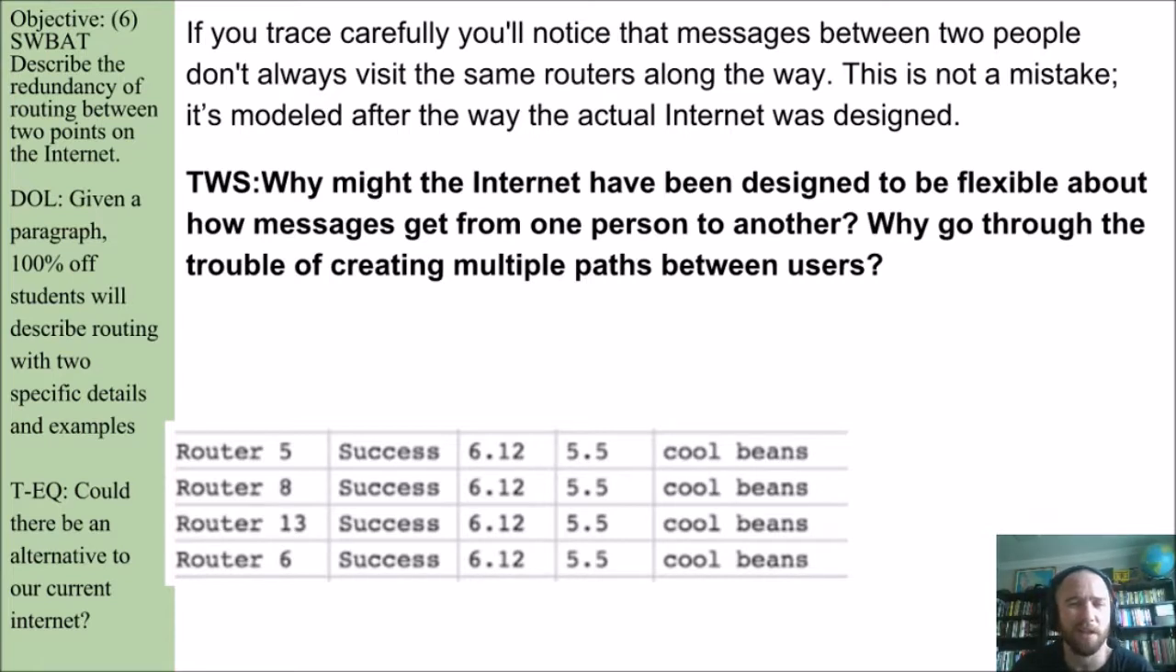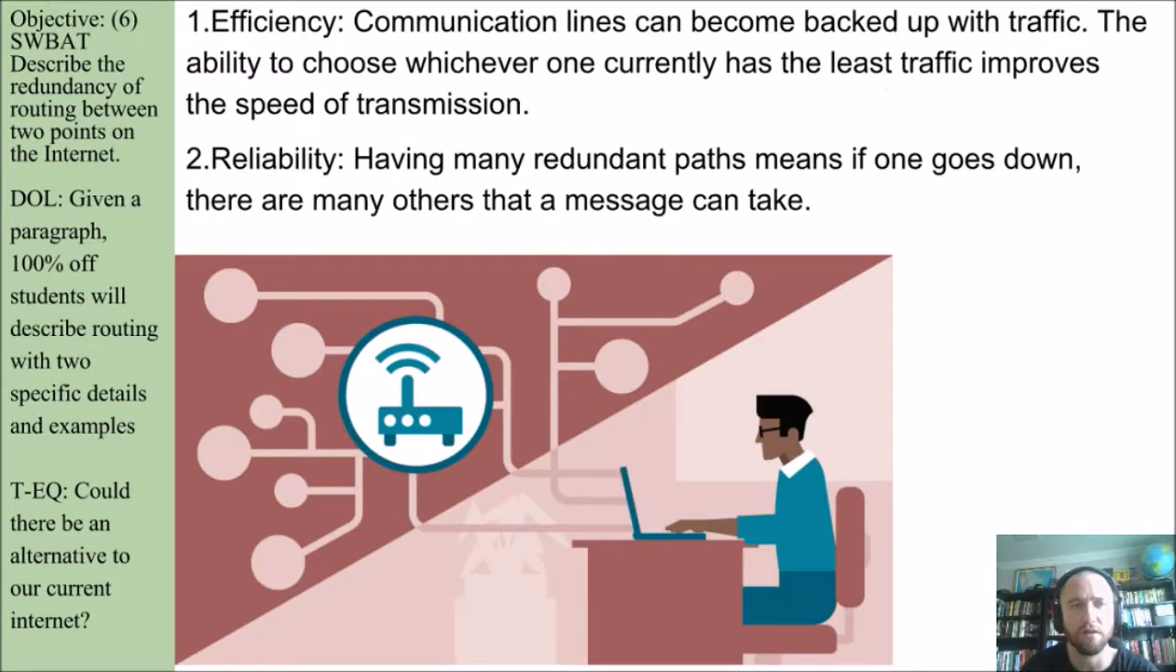Think, Write, Share. Why might the internet have been designed to be flexible about how messages get from one person to another? Why go through all the trouble of creating multiple paths between users? Couple answers. So one is efficiency. Communication lines can become backed up with traffic. The ability to choose whichever one currently has the least traffic improves the speed of transmission.